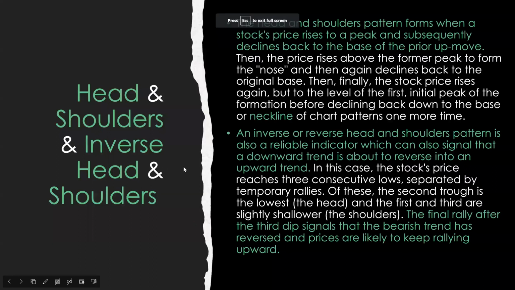Now we'll talk about the head and shoulders and the inverse head and shoulders. All right, head and shoulder patterns form when a stock's price tends to peak and subsequently declines back to the base of the prior up move. Then the price rises above the former peak to form the head, then again declines back down to the original base. Finally, the stock price rises again, but to the level of the first initial peak, forming the right shoulder, before declining back down to the base of your neckline.